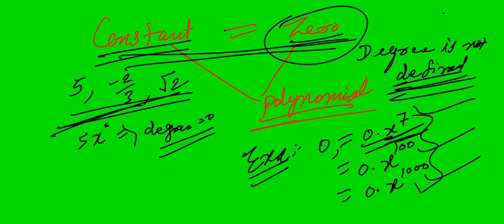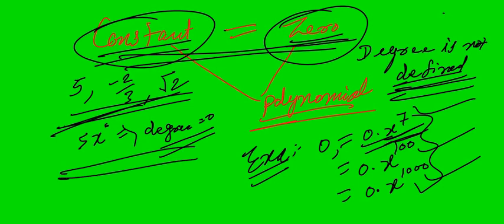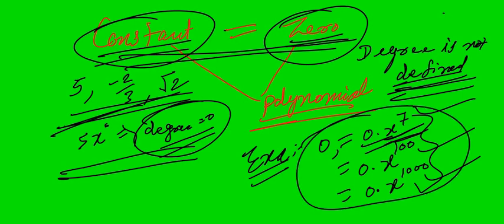So I think you understand the basic difference between a zero polynomial and a constant polynomial. In a constant polynomial, the degree is 0. In a zero polynomial, the degree is not defined.